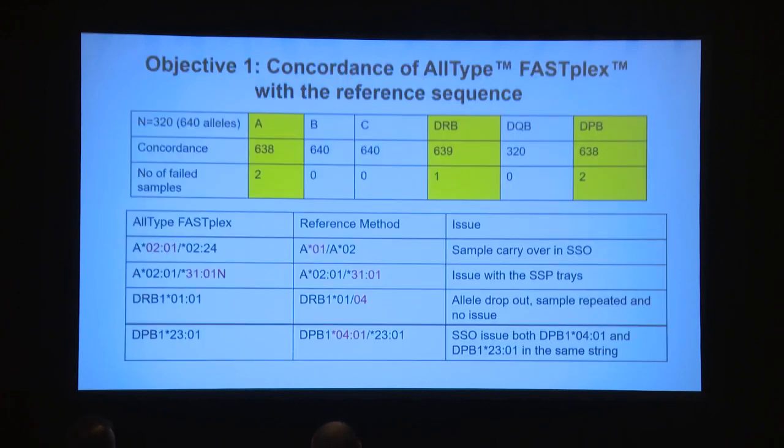The last example here was the DP 23:01. It was homozygous by FASTplex AllType. With our older method, it was heterozygous 04:01 and 23:01. And when we went back to the string, we found that the actual 04:01 was one of the rare alleles, I think it was like 04:168 or something like this. And in the same string was the 23:01, and the technologist just picked the first one and it was reported as this. So we went and did another corrective report. And then we said, we're going to stop now, otherwise we're going to start fixing all our reports.